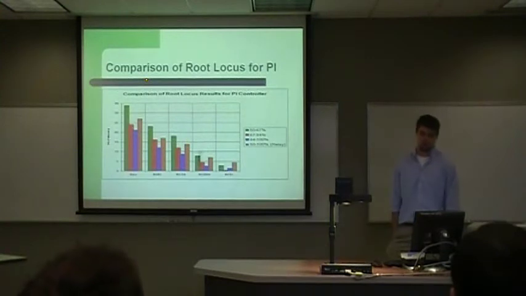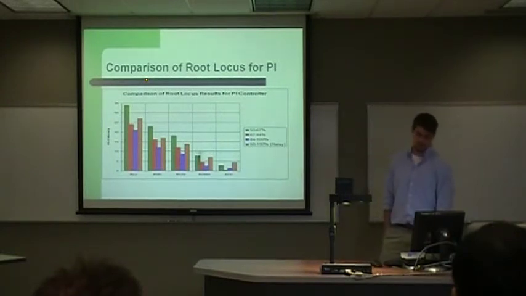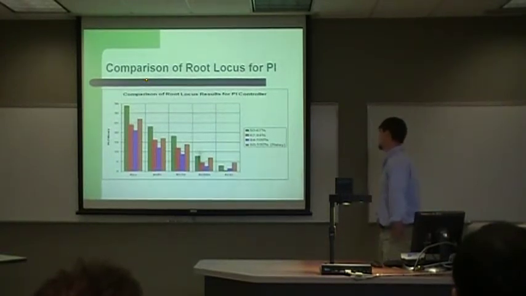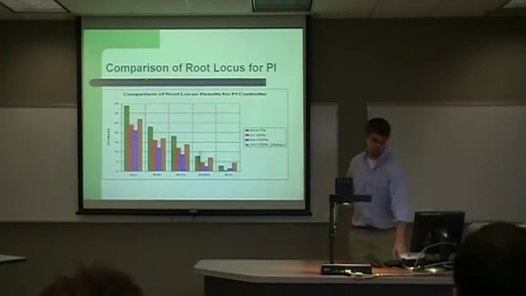Comparison of root locus for proportional integral. As you can see, the range of 50 to 67% has higher KC values almost all the way across the board than everything else. The 50 to 100% is usually second highest, and that might be influenced by that first range of 50 to 67% that it picks up. As you can see, they're pretty consistent throughout. So the root locus modeling was consistent, that's what I'll tell you at this point.